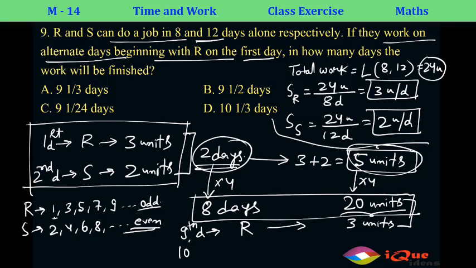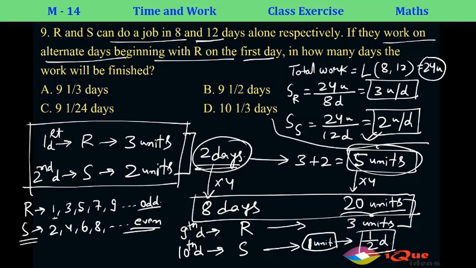So that will go on to the 10th day. On the 10th day, 10 is an even number, so S will come. And S has to complete only 1 unit of work. So how much time will it take for S to complete that 1 unit of work? Now what is the speed of S? Speed of S is 2 units per day. So to do 1 unit of work, will it require the entire day? No, it will require only 1 by 2 days.